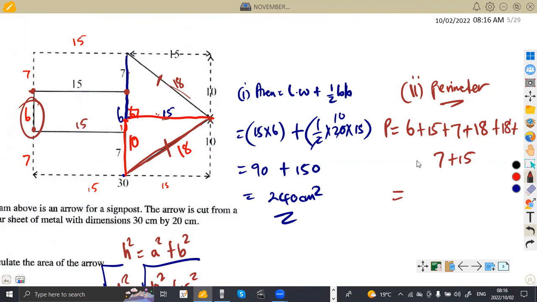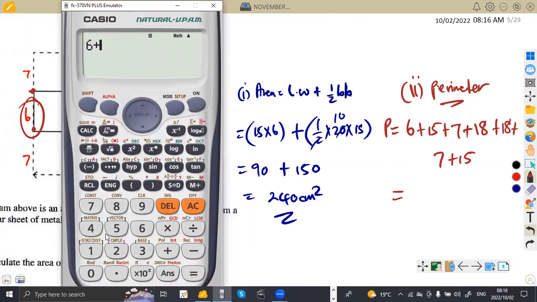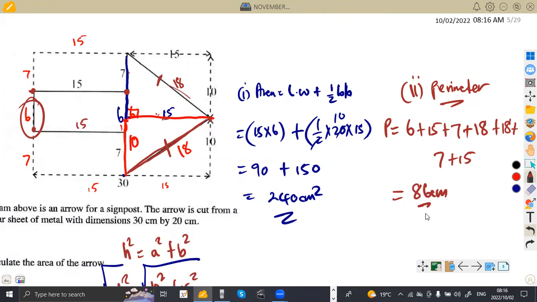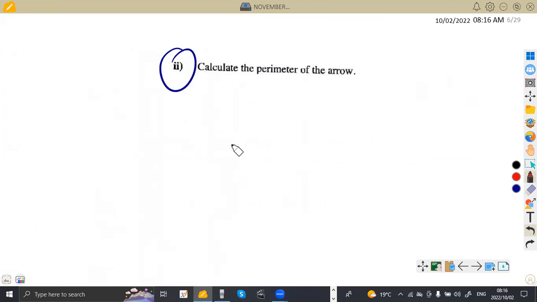So as we can see, guys, this is what you're going to have at the end. So all you need is to add this value: 6 plus 15 plus 7 plus 18 plus 18 again plus 7 plus 15. All right, we add everything. This is going to give us 86. So that's 86 centimeters as the perimeter. Okay, depending on the degree of accuracy that you used, but that is what you're supposed to obtain in this case. All right, so that was the perimeter of the arrow.